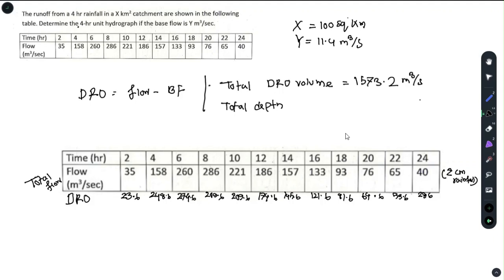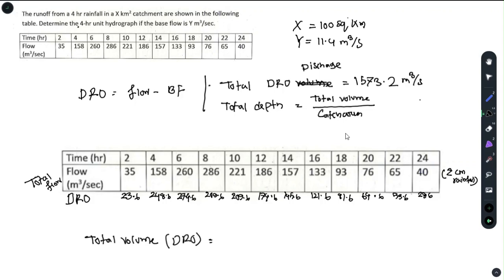what do we need? I need total volume. Let me correct one thing. It's not actually volume, it's actually direct runoff discharge. But I need volume. To find out the volume, you got to multiply discharge by some time, right? Then I'll divide this volume by the catchment area. Now the concern is, what is the total volume? Here the total volume is for direct runoff. We're interested in direct runoff, not in base flow.